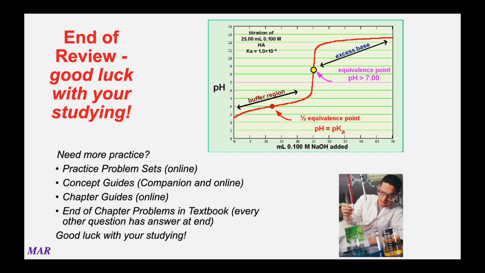If you need more assistance getting ready for the midterm, there's lots of ways to get more help. There are practice problem sets online and in the companion that you can absolutely look at. The answers are given in the back of the practice problem sets, so try them out, see what you get. Concept guides and chapter guides will absolutely help as well. They're all online. Concept guides are in the companion as well. There's also end of the chapter problems in the textbook itself. Usually every other problem, the answer is given in the back, so you can try the problems, make sure you're getting the right answers. If you don't get the right answers, let me know.